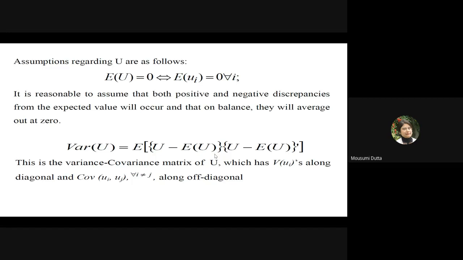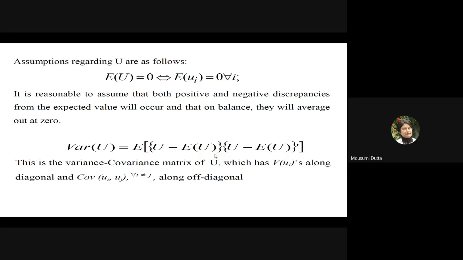So we are starting with a vector. However, we are generating a variance covariance matrix of order n by n. So u minus expectation of u multiplied with u minus expectation of u transpose will generate a variance covariance matrix, which will be a symmetric matrix of order n by n. So please note down this fact.